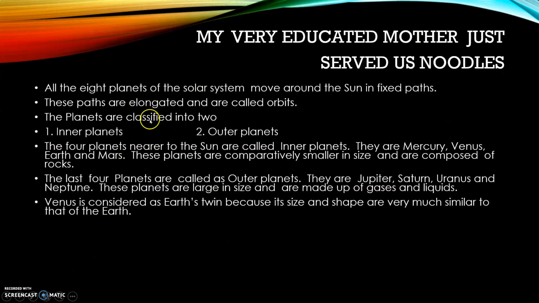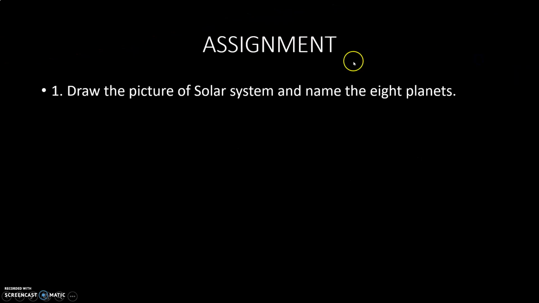See, so how can you keep in mind the 8 planets' names in order? For that there is a small sentence. These sentences are called mnemonics. Mnemonics means that the order is difficult to keep in the mind, but if you keep this sentence in your mind, it is very easy to recollect. What is that? My very educated mother just served us noodles. This is the sentence.